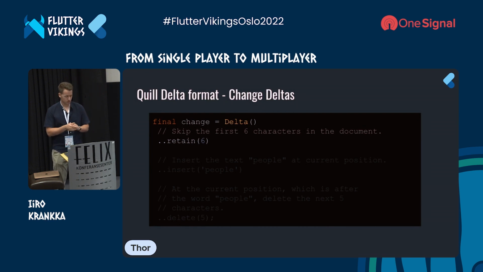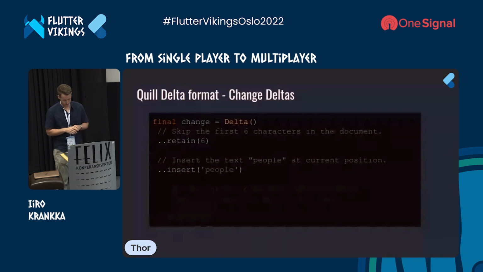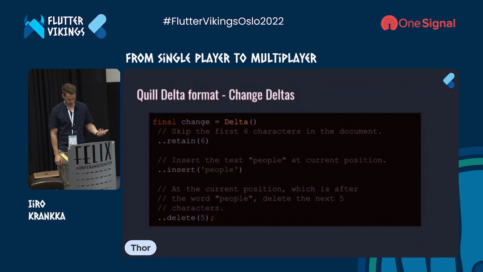What it means is you just skip over the first 6 characters in the document. And then we have an insert operation as well. It inserts the text that you provide to the current position, and at this point, the current position is 6. And then we have the delete operation. You pass it an integer, how many following characters you want to delete.